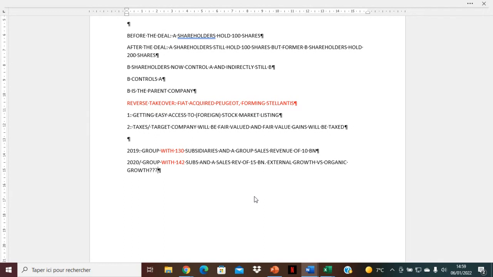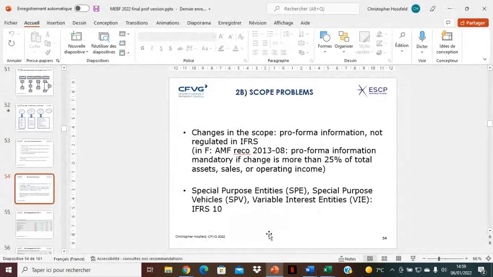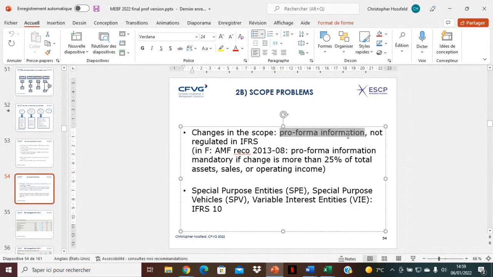That's the problem when the scope changes. The same thing, if I sell some companies and the scope has been reduced, then, for example, my sales revenue will decrease, my debt level will decrease, etc. So is all this a performance or not? I don't know, because it's simply related to the fact that I bought or sold companies. So we have a problem of comparability if there are changes in scope. The solution of this is the so-called pro forma information.